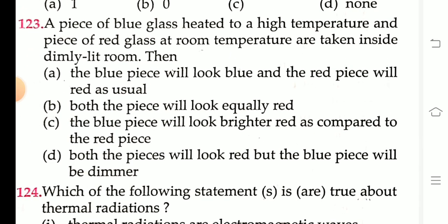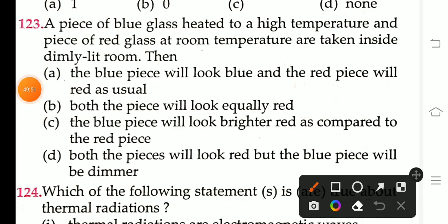Next, a piece of blue glass heated to a high temperature and a piece of red glass at room temperature are taken inside a dimly lit room. Then, right answer will be option C. The blue piece will look brighter red as compared to the red piece.